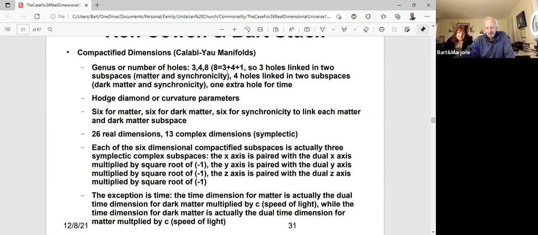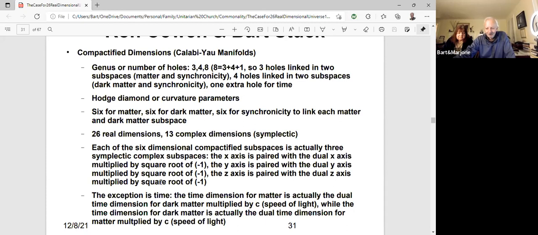The 4 holes in the dark matter have to link up with the synchronized space. So that takes care of 7 out of the 8 holes. So I have 1 hole left over. I'm just going to hook that up to time. I think there's something funny about time, and we'll see how it plays out.